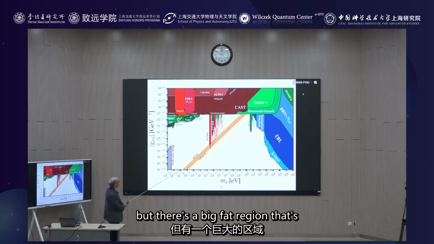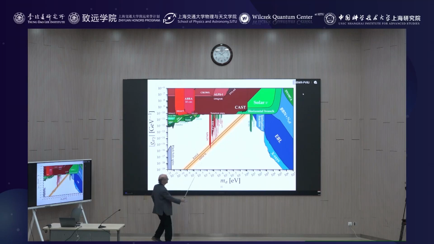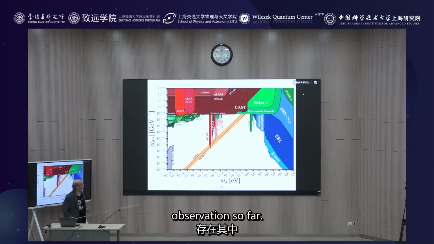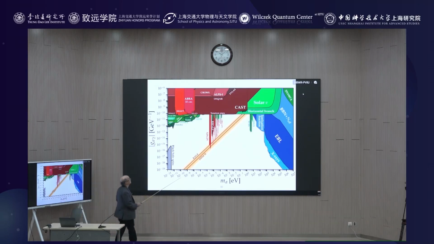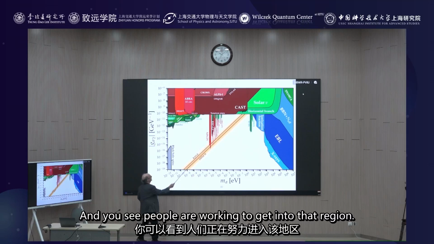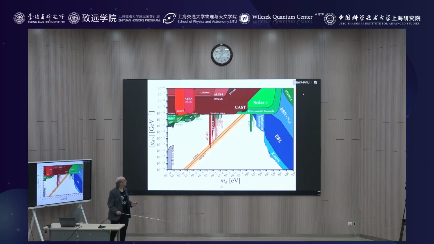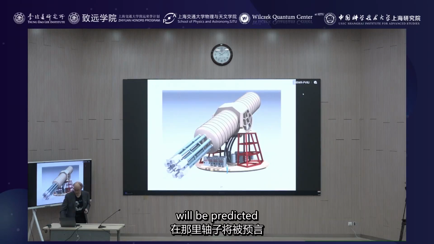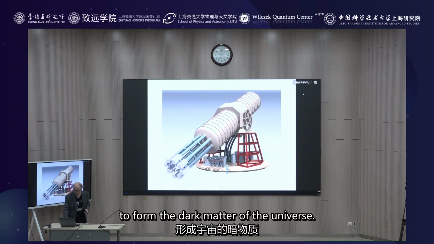But there's a big, big, fat region of possible space of parameters where the axion could have eluded observation so far. And you see people are working to get into that region, and we'll see that there's a particularly favored region where the axions will be predicted to form the dark matter of the universe.